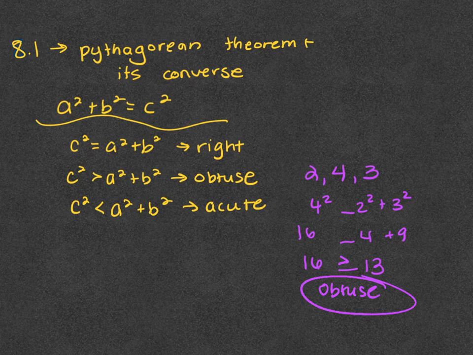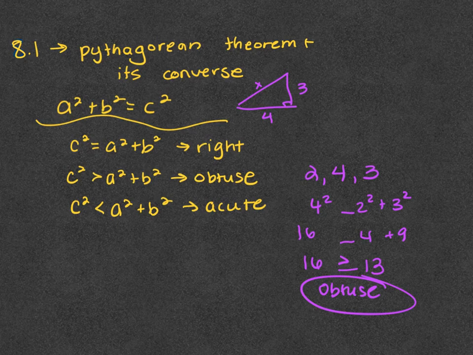So those are the questions that you'll see from 8.1. The ones that have 2 of the 3 sides. Let's say it's 3, 4, and you're looking for this side. Something like that, okay? And then also classifying it. Everybody good on that stuff? Yeah?